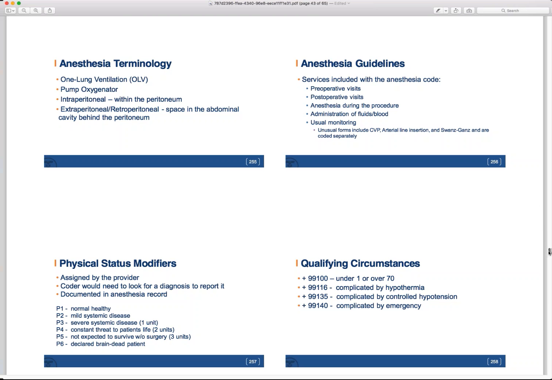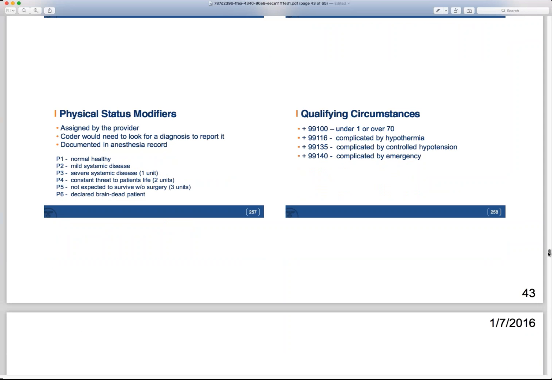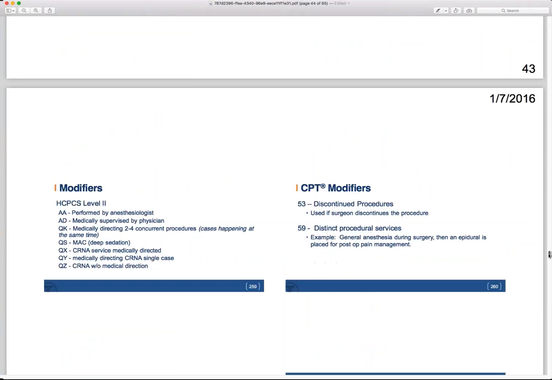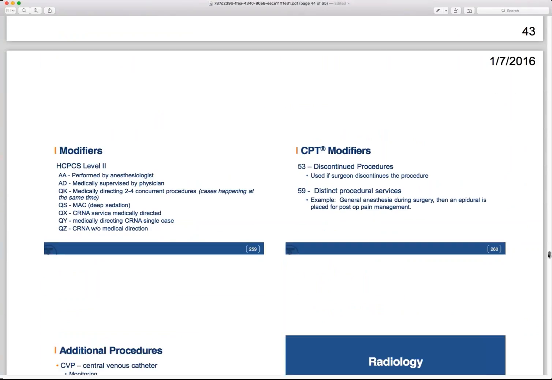Okay, so we spoke about the P status modifiers, P1 through P6, and also about those qualifying circumstances. That information, again, can be found on page 55 in the 2016 CPT Professional. And here are the anesthesia modifiers. A good place to write them would be page 55. AA, AD, you should already have these. QK, QS, QX, QY, and QZ. And then you can write those definitions in your book, or at least know where to find them in your HCPCS book.